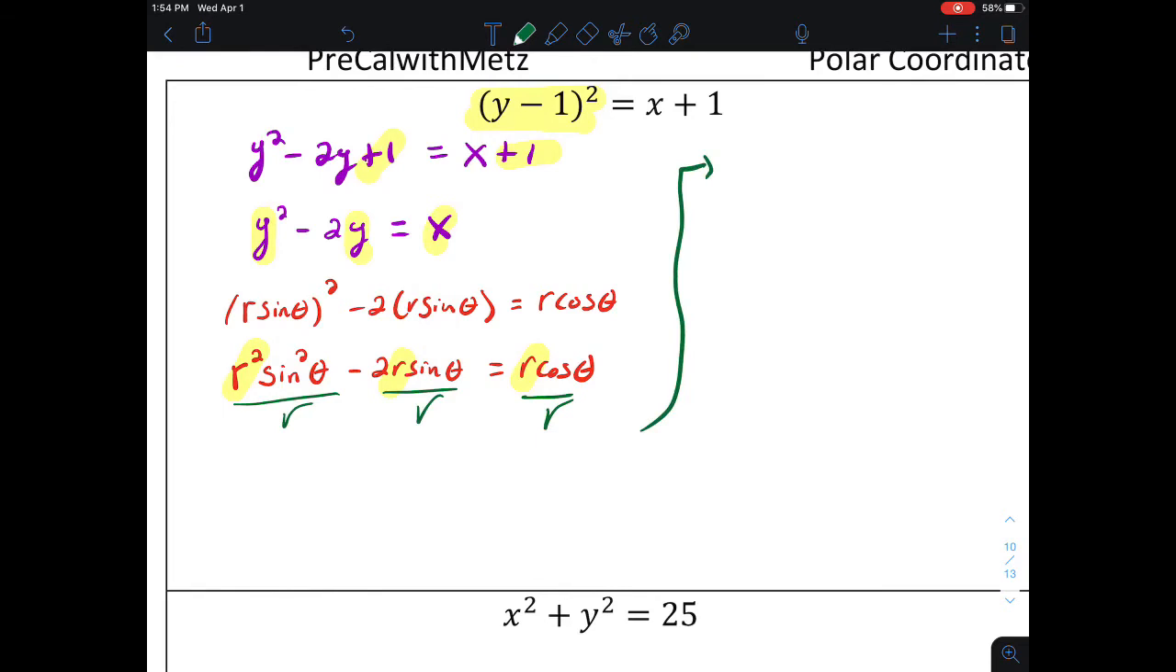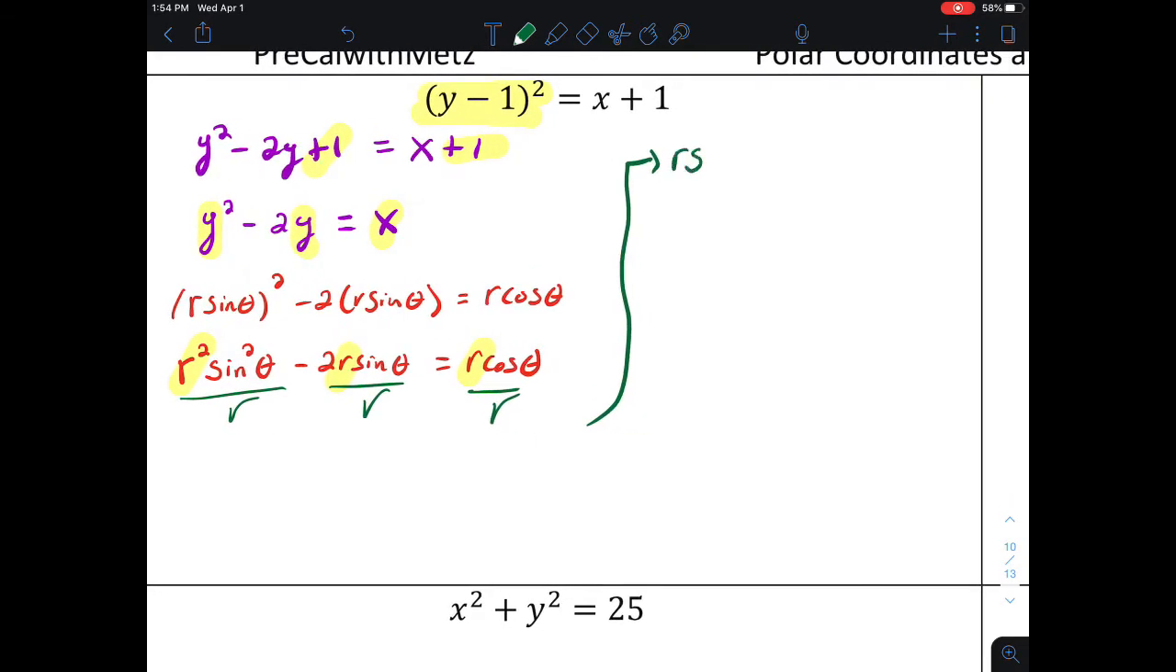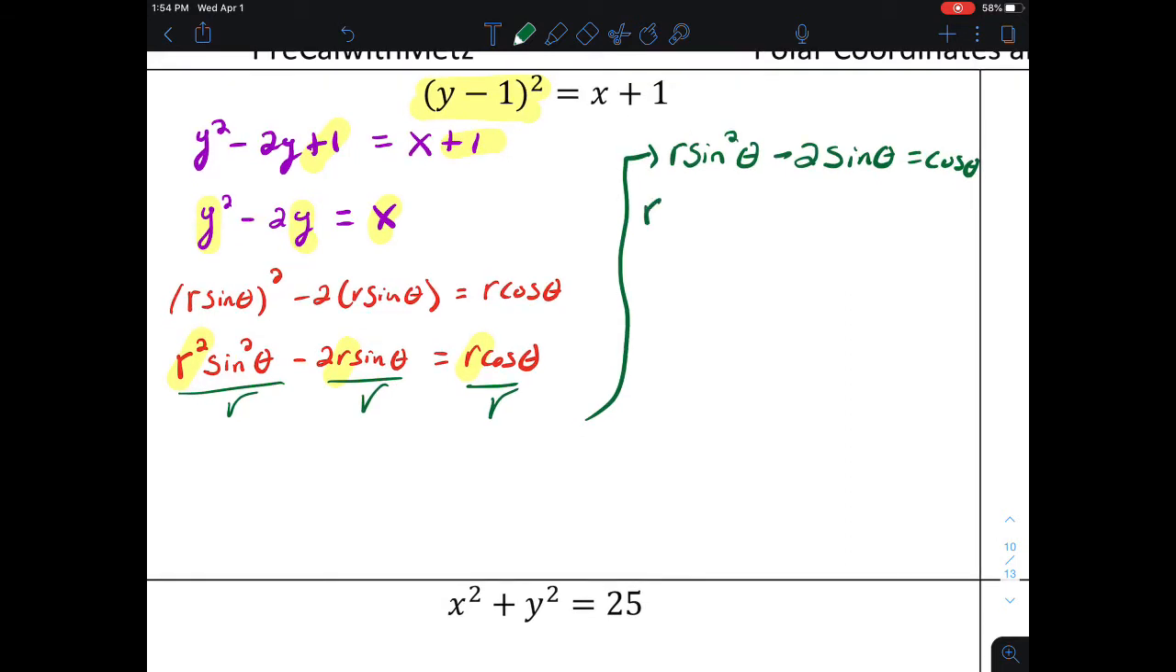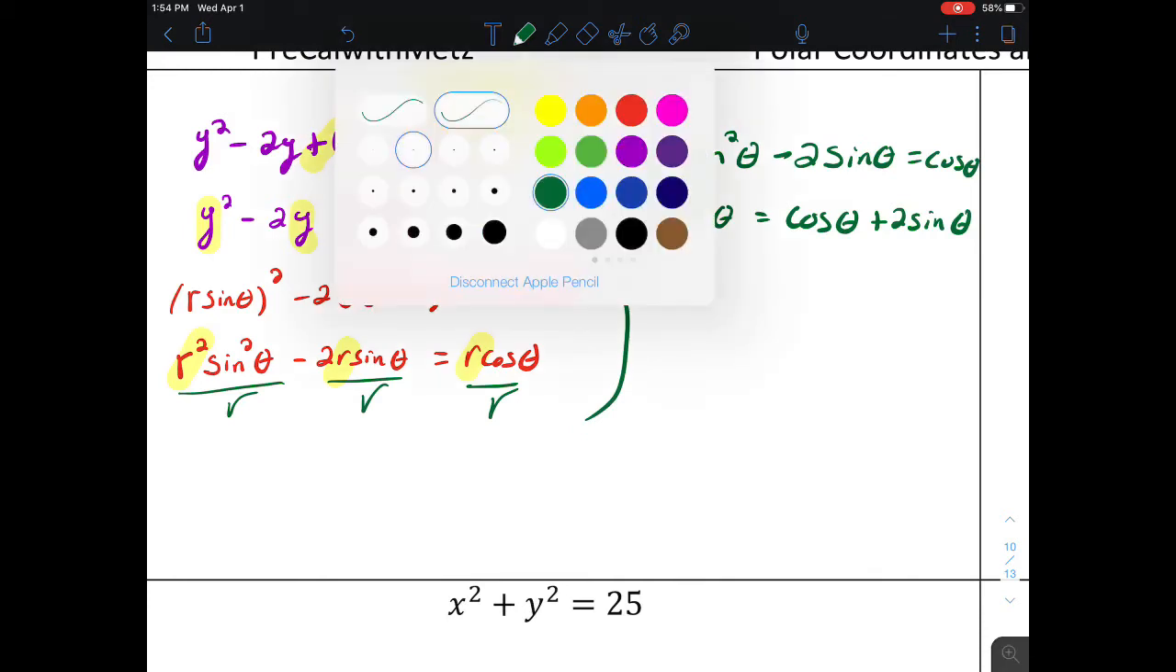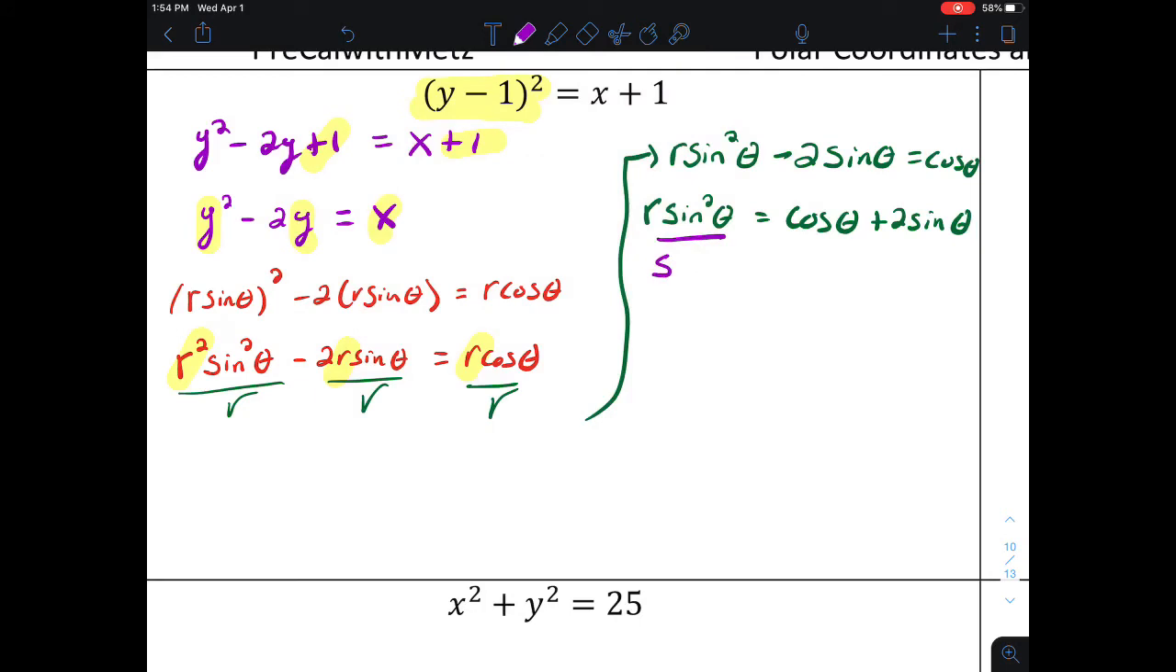And that's going to give me r sine squared theta minus 2 sine of theta is equal to cosine of theta. Well, let's move the 2 sine of theta to the right-hand side. So r sine squared of theta is equal to cosine of theta plus 2 sine of theta. And from here, we could divide by sine squared. That way I could get r equals.